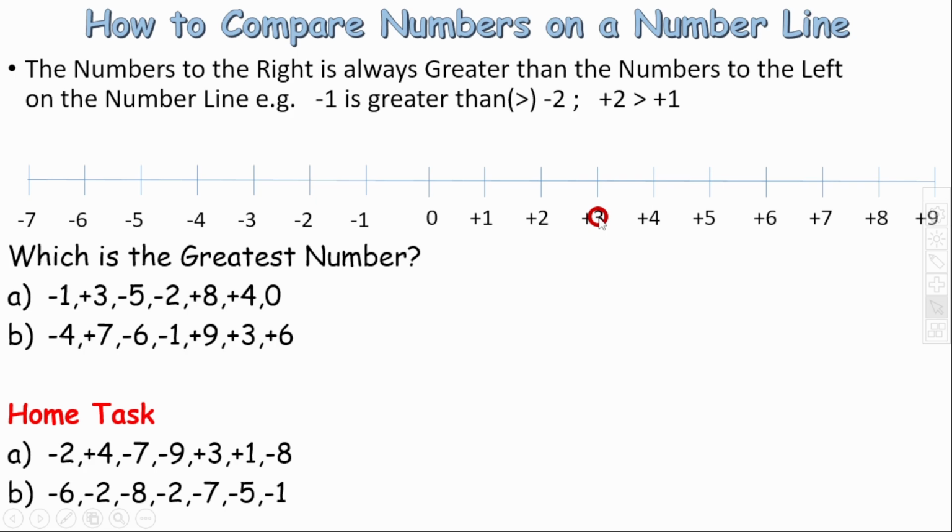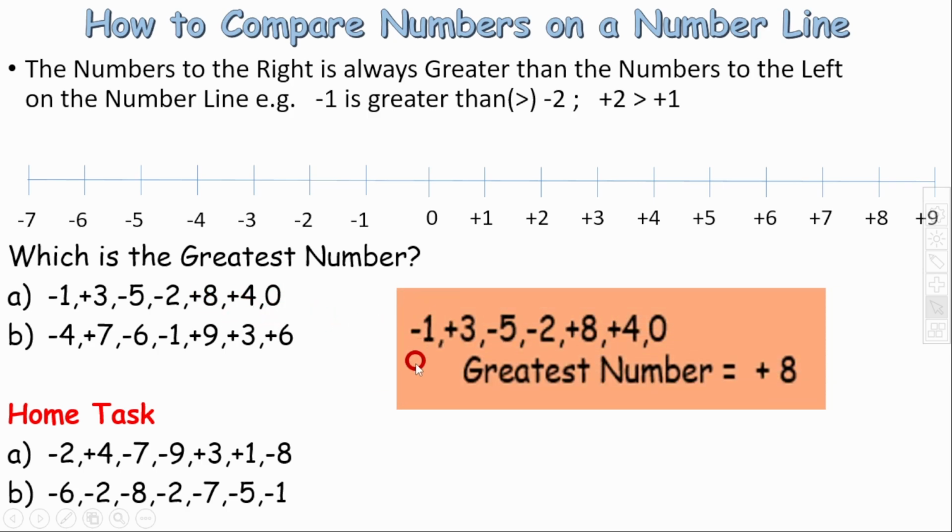So in this particular exercise, we are going to be trying to compare numbers and select which is the greatest number in the series using the number line. So let's start with the first question. Which is the greatest number? Minus 1, plus 3, minus 5, minus 2, plus 8, plus 4, 0. The answer to the first question is the greatest number is plus 8. If we look at this series, you find out that 8 is the biggest number to the right. That tells you that 8 is the largest number or the greatest number.